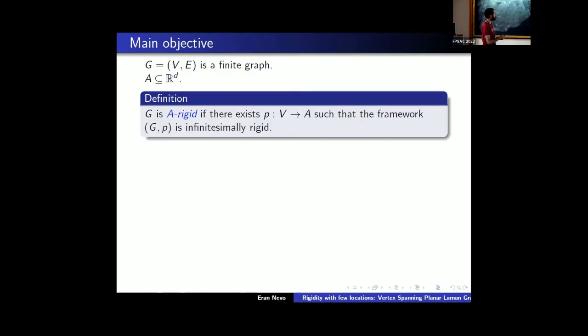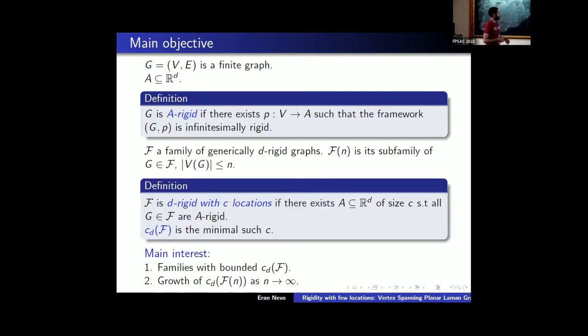So this leads us to the following definition. You're given the graph and a finite set A in R^d. We say that G is A-rigid if there exists a mapping of the vertices into this subset A such that the resulting framework is infinitesimally rigid.